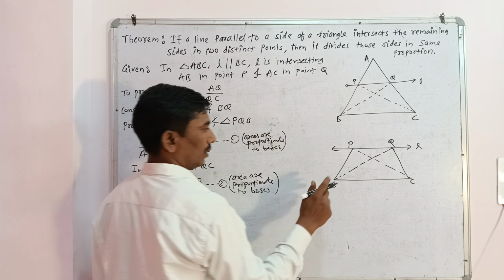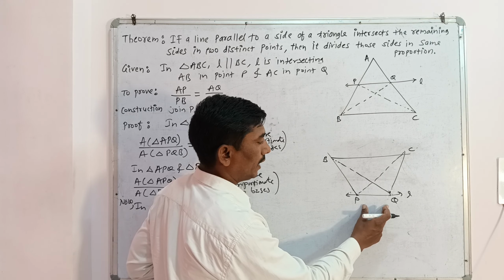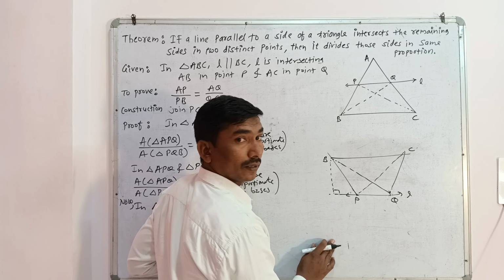So this will be B point and this will be C, and this will be the triangle PQB. And again, if you join this, you will have PQC. Okay, so here you will come to know that in triangle PQB, the base is PQ and height will be the perpendicular from this onto this line, isn't it?